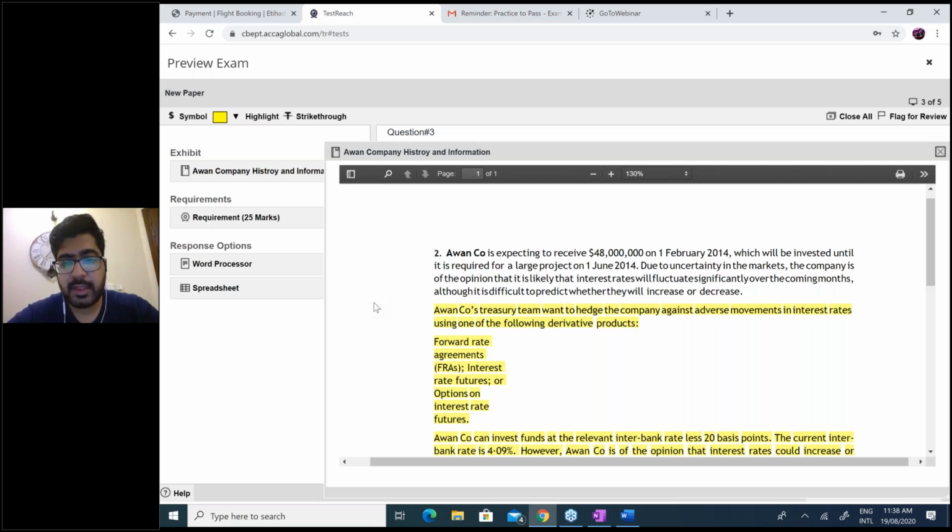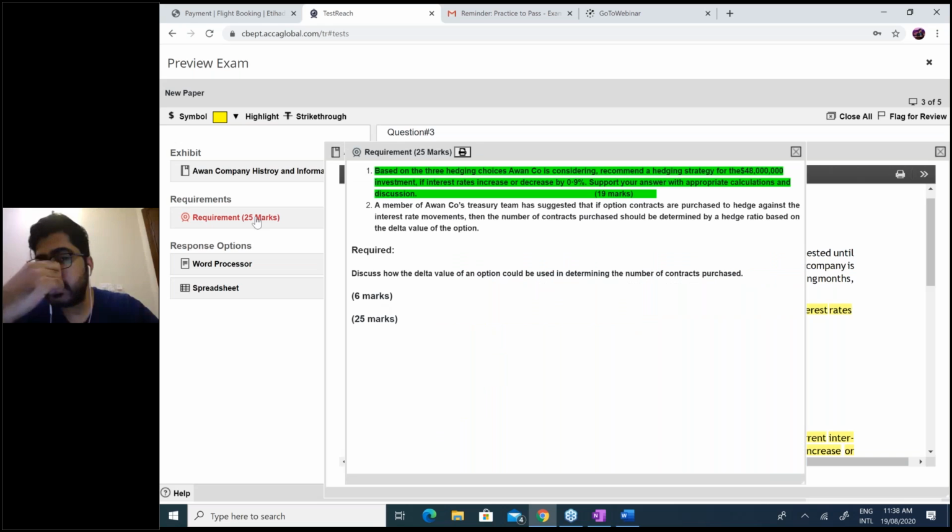Avan's treasury team wants to hedge the company against adverse movements in interest rates using one of the following derivative products: forward rate agreements, futures, and options. So the requirement states, based on the 3 hedging choices Avan is considering, recommend an appropriate hedging strategy for 48 million investment if interest rates increase or decrease by 0.9%.